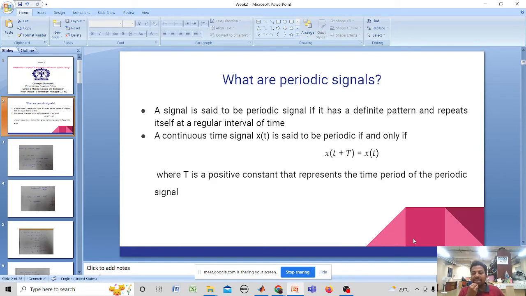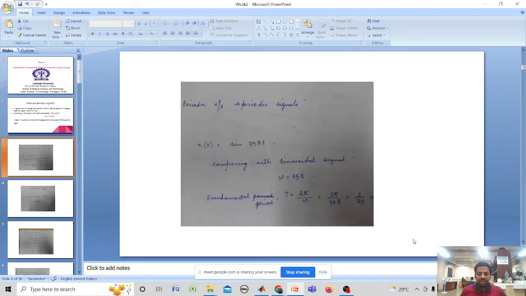So for a continuous time signal, for example a signal x of t, we can say that the signal is periodic if and only if x of small t plus capital T is equal to x of small t, where capital T is a positive constant that represents the time period of the periodic signal, also called the periodicity of the signal. So this is about periodic signals in general. If we talk about discrete time, the definition follows along similar lines.